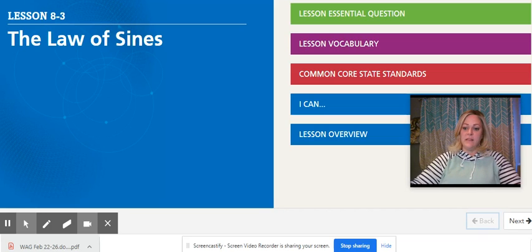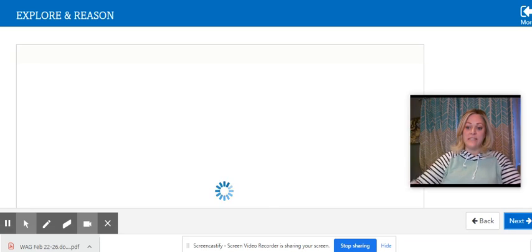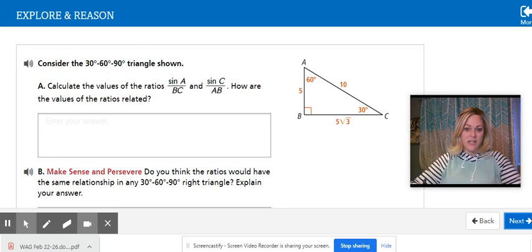Lesson 8.3, Law of Sines. Now, if you've done the trig, you've done sine, cosine, and tangent, we're going to do problems with a situation where we don't have those right triangles with opposite, adjacent, and hypotenuse. There might not be a hypotenuse available. So what can we do?